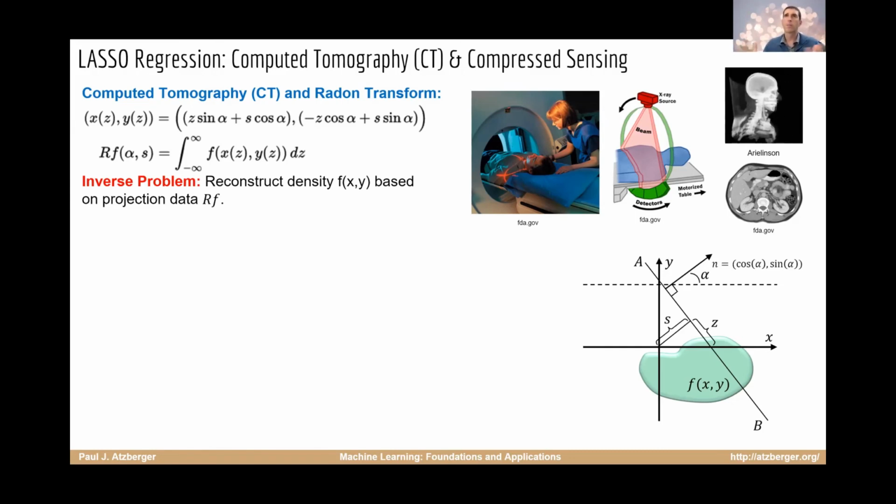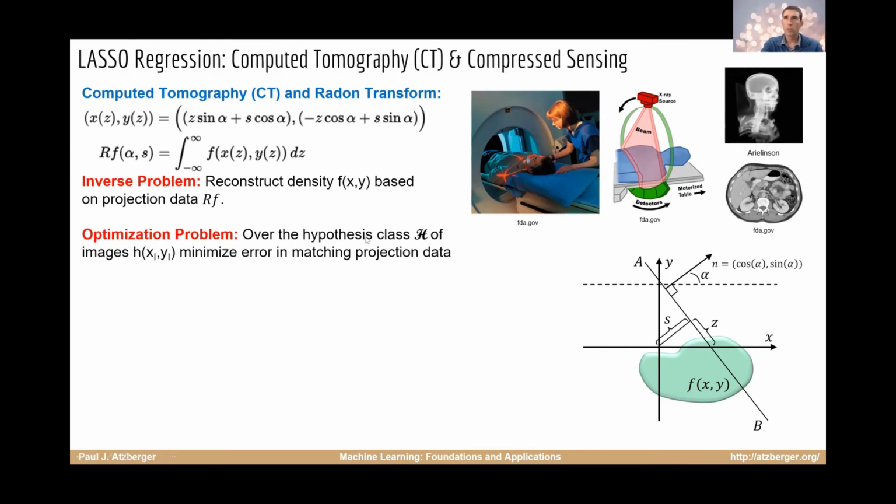It's not going to be something that's dense everywhere in the three-dimensional space. So this sparsity inductive bias is really relevant to imaging problems like this. So let's use the L1 regularizer as a way of doing this inverse problem. The optimization problem is to choose from our class of models. In this case, we're going to make the model h of x_i, y_i, which is just the hypothesized density at that location in space.